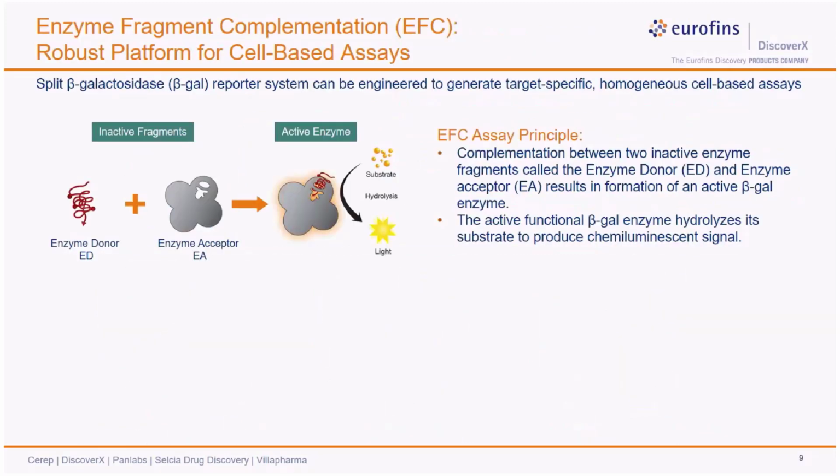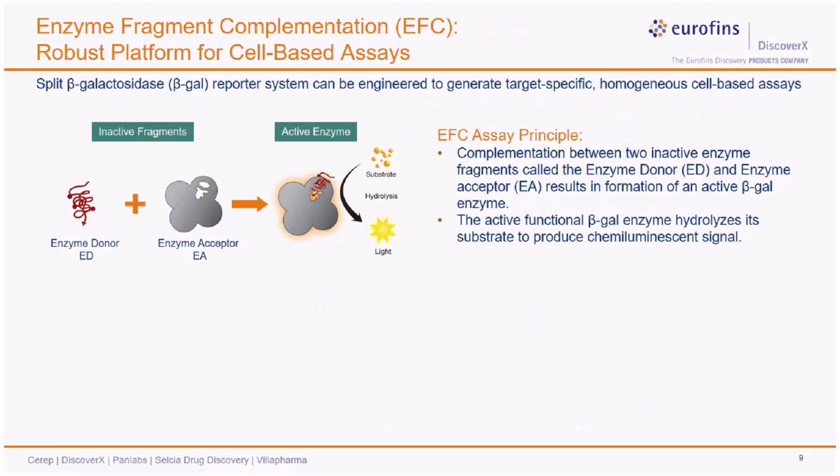So like most of our cell-based assays, the Killer platform is also based on our enzyme fragment complementation technology, or EFC. In short, EFC is based on a split beta-galactosidase system, where the enzyme is split into inactive fragments called ED, or the enzyme donor, and the EA, or the enzyme acceptor. When these two fragments are put together, they complement each other to form a functional beta-gal enzyme. We add a chemiluminescent substrate in the assay that this active functional enzyme hydrolyzes to produce a light signal that can be read with any benchtop luminometer.